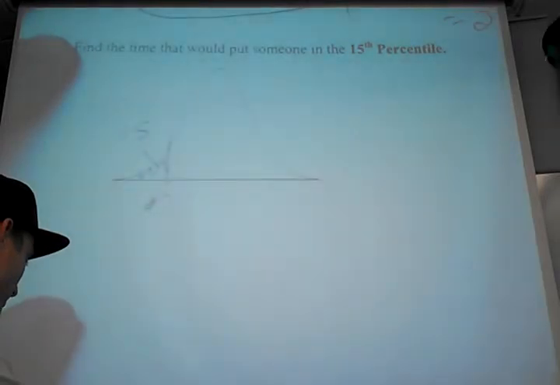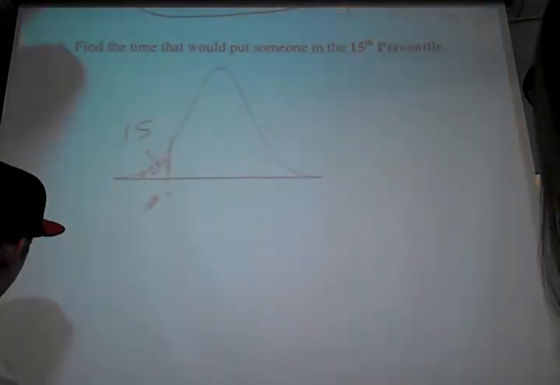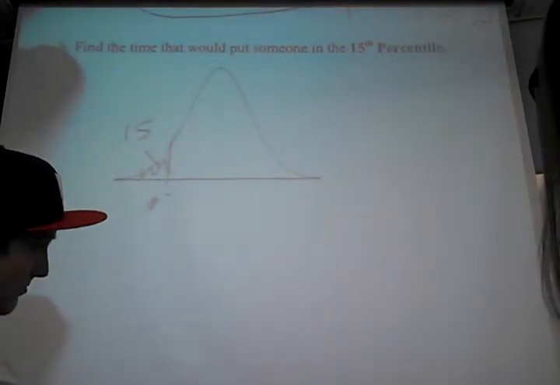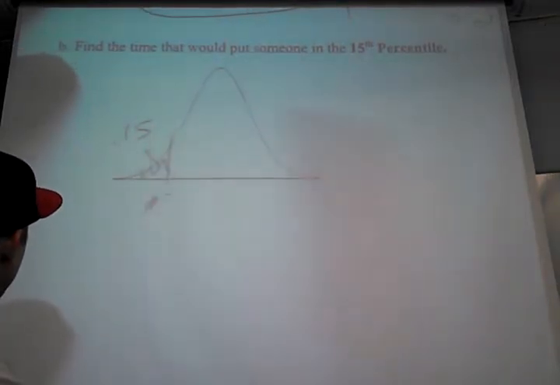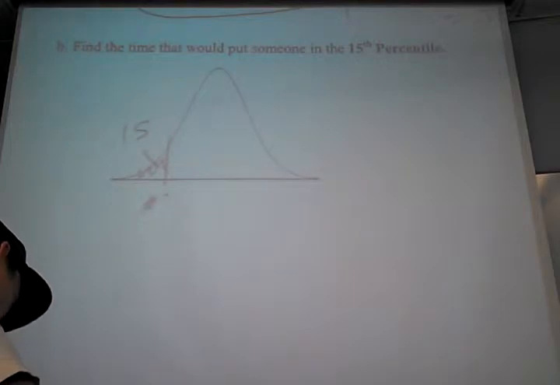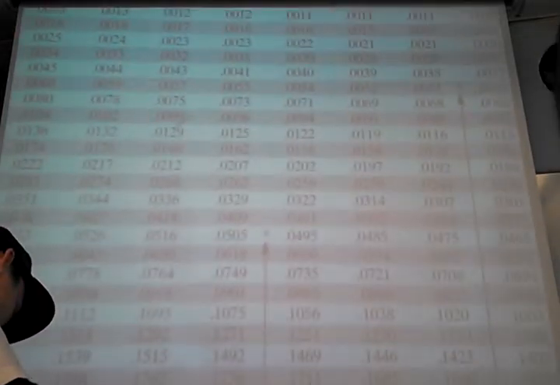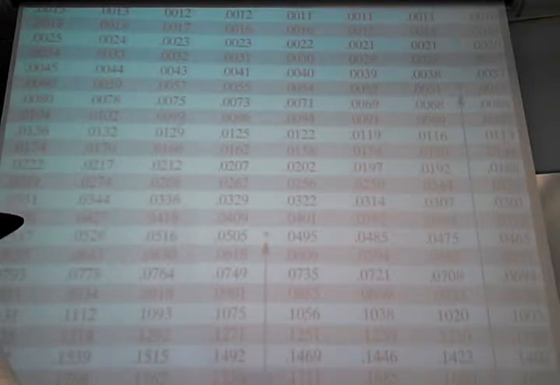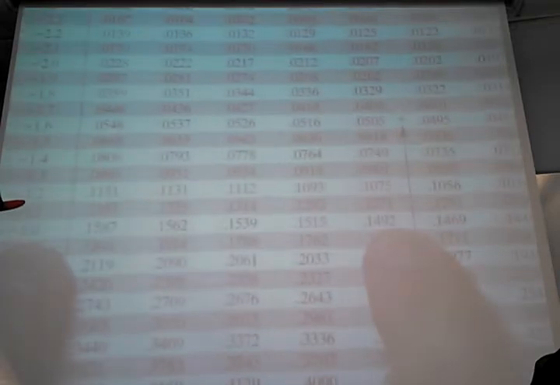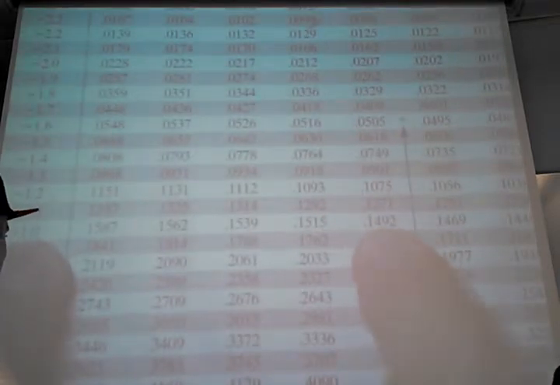0.1482. Yeah, because the closest you can get to 0.15, it sounds sort of like a history test. 1492. Columbus sailed the ocean blue. So what do you get for z-score? Negative 1.04. I like it. So this z-score is negative 1.04, but you don't circle that and stop.